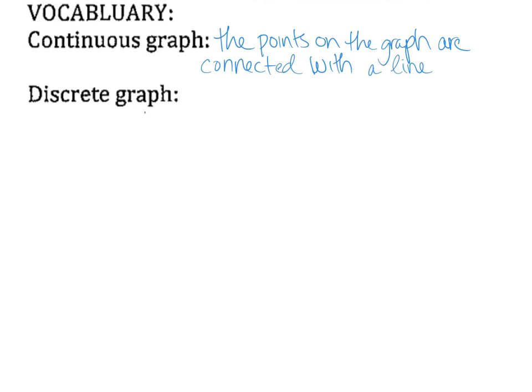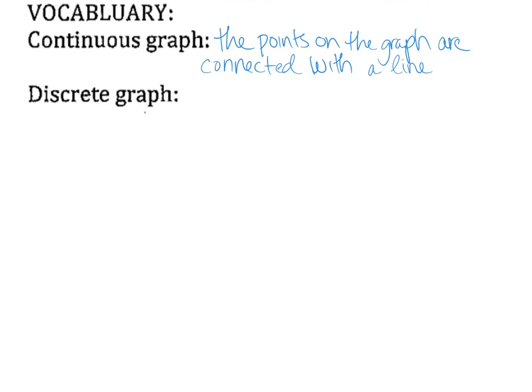And if you think about the word continuous, it's like a line on a graph. A line continues on, it never stops, it moves. So points that are connected on a line are continuous. The line just goes on and on, continues.